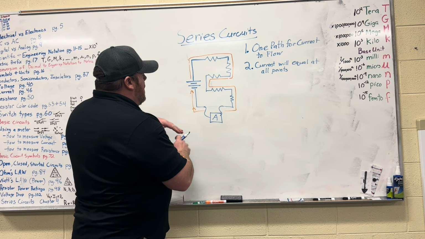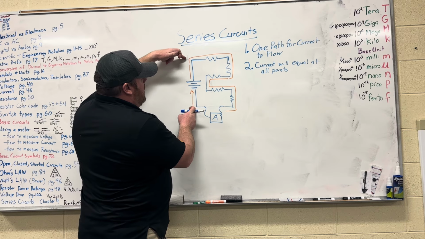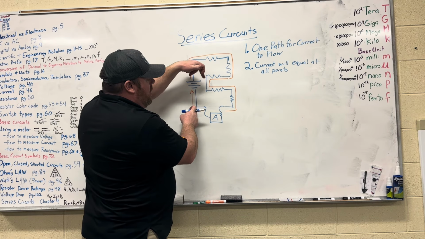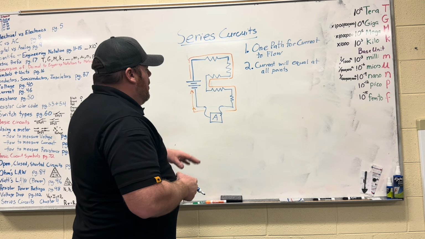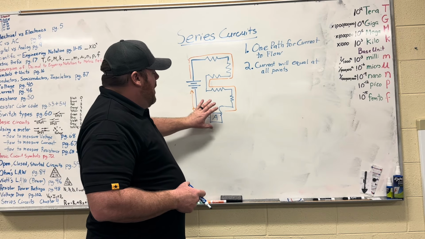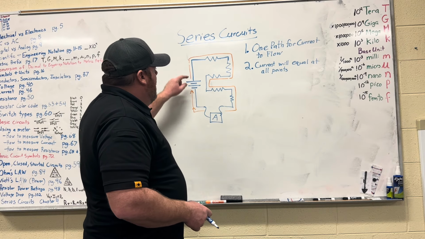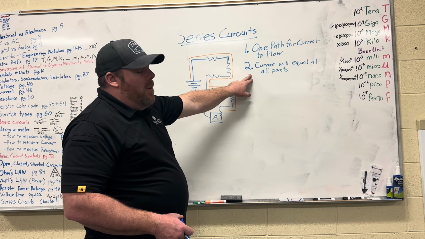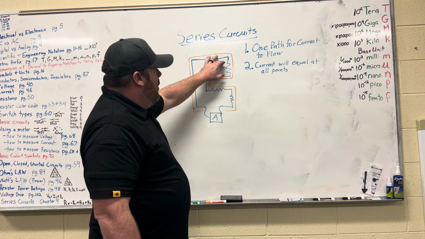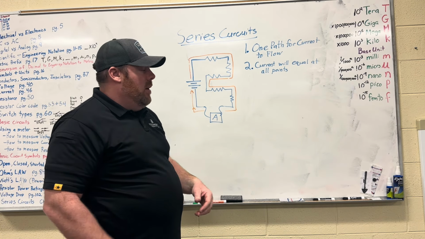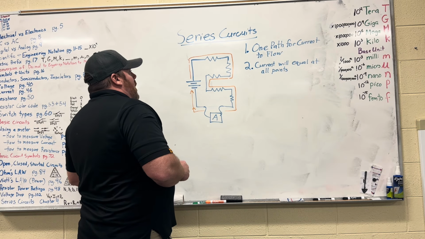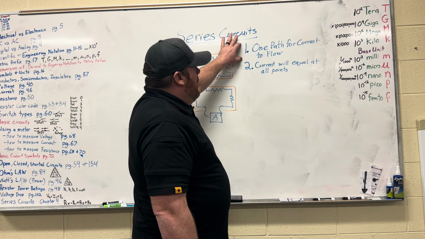Now, voltage, when the circuit is connected, we can touch different points and we're going to get different voltage drops, which we'll calculate in a minute. But for current, we have to have the meter in the circuit. Now, since the current will be equal at all points, it doesn't really matter where we put it, we're going to get the same reading. That's important to know.